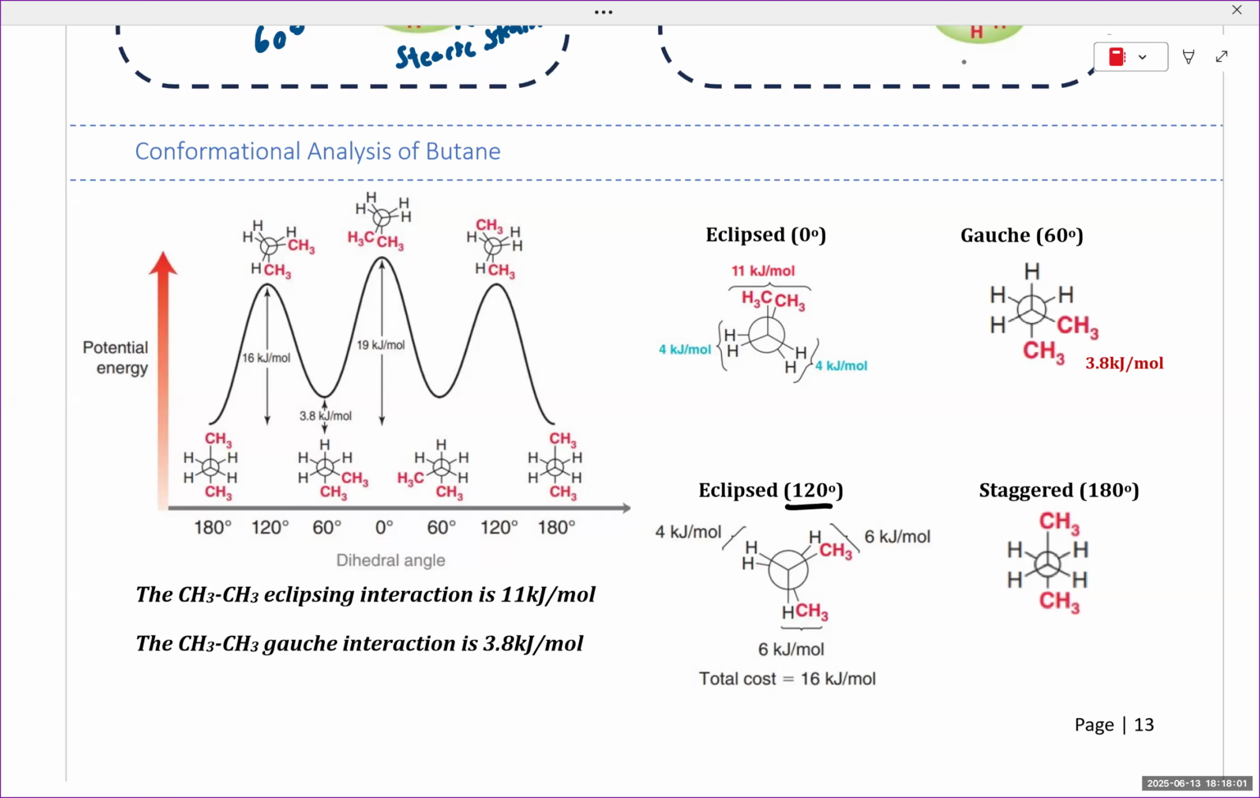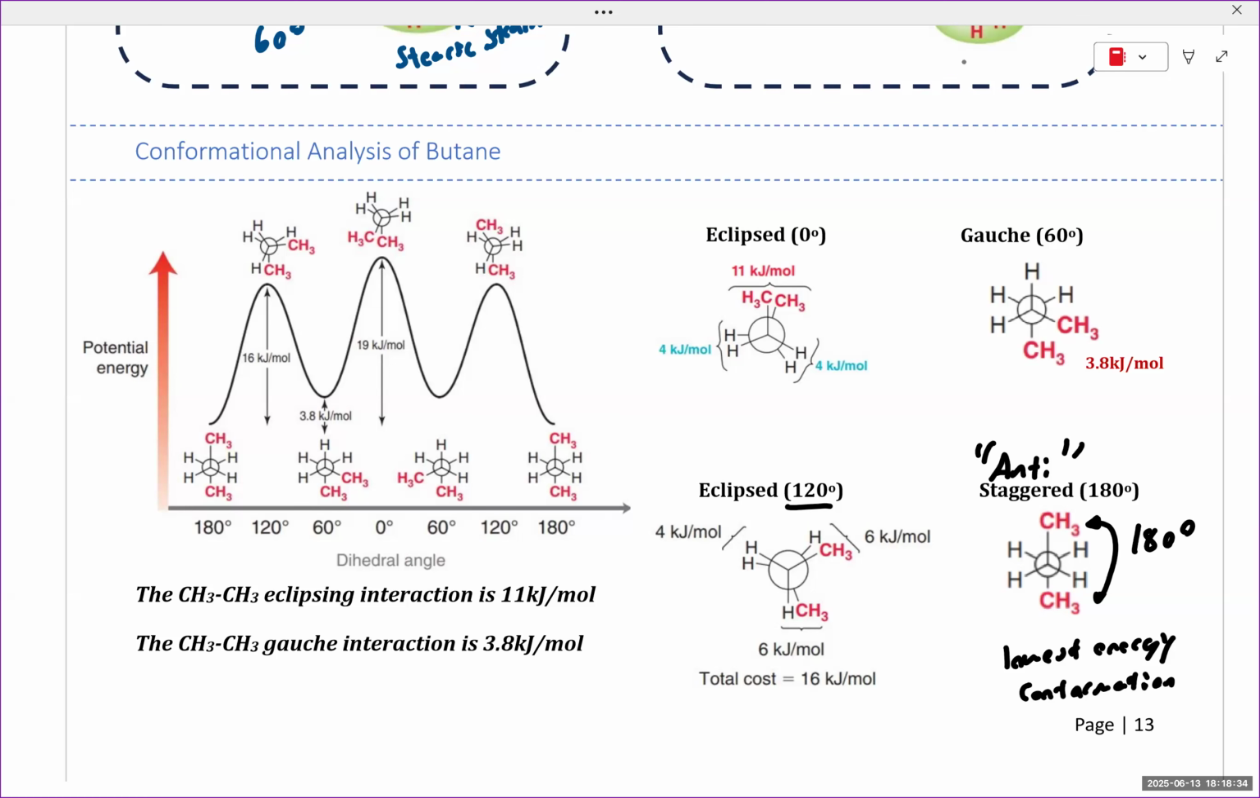Now, for butane, there are a few things that I'd like you to note. The lowest energy conformation, which we call the anti-conformation, occurs when you have your 2 methyl groups separated by a 180-degree dihedral angle. All of your substituents are staggered. The largest substituents are separated, so you don't have any gauche interactions. So this is our lowest energy conformation.